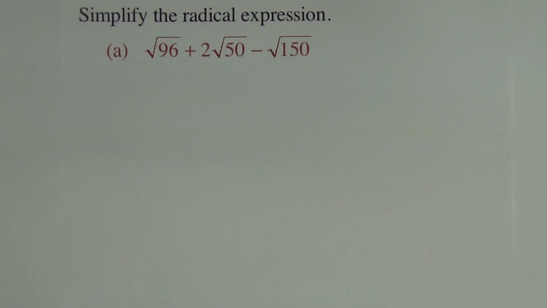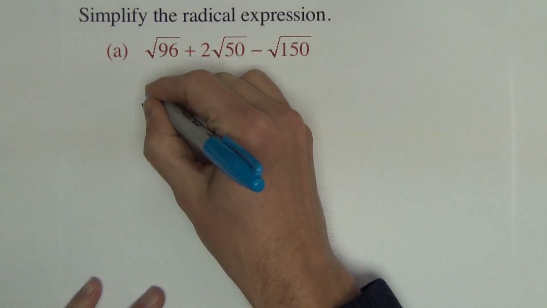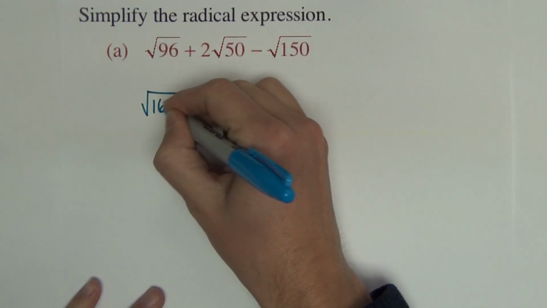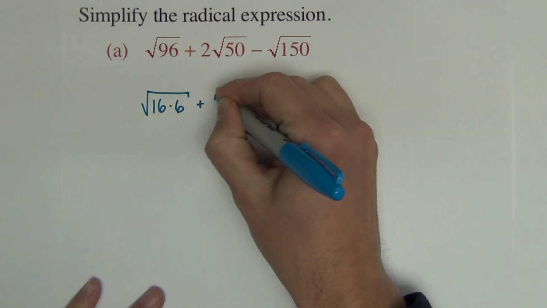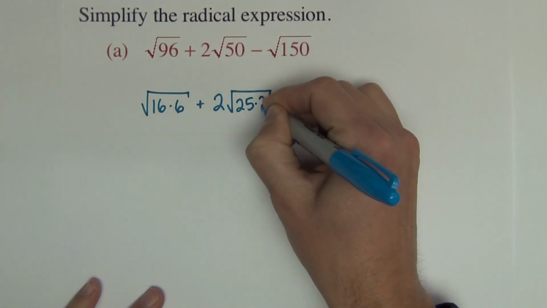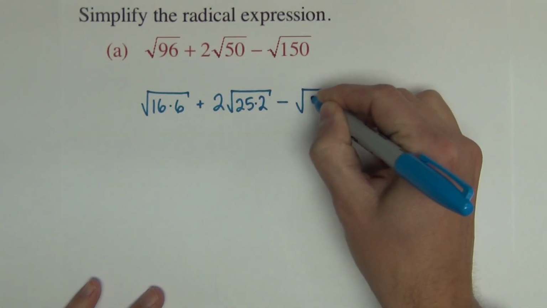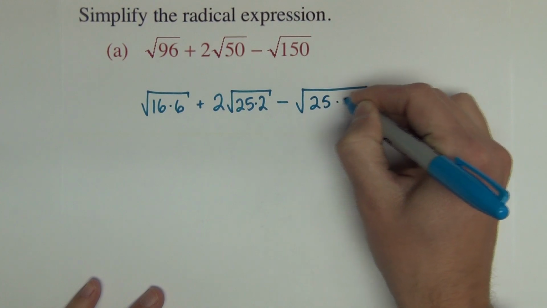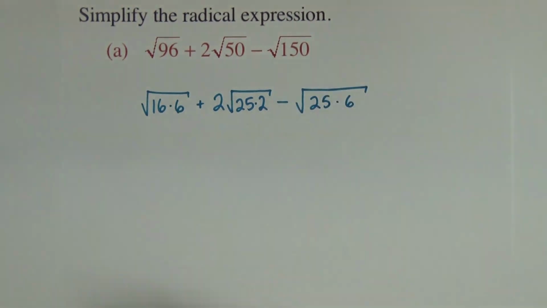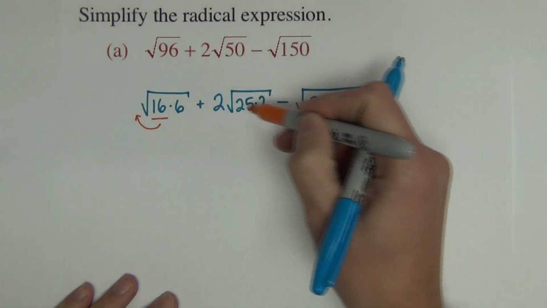We begin by needing to completely simplify each individual radical. The first one, 96, is 16 times 6. 50 is 25 times 2. And 150 is 25 times 6. Now all of the perfect squares come out.